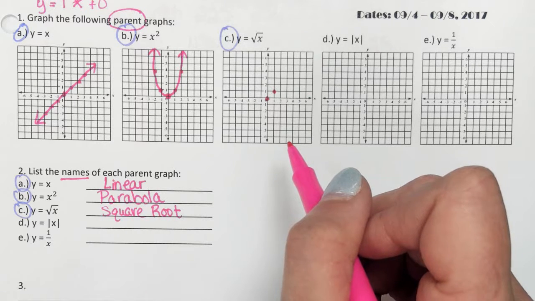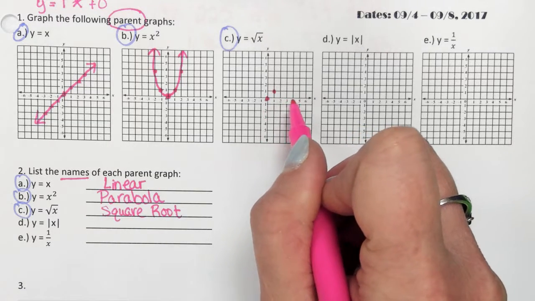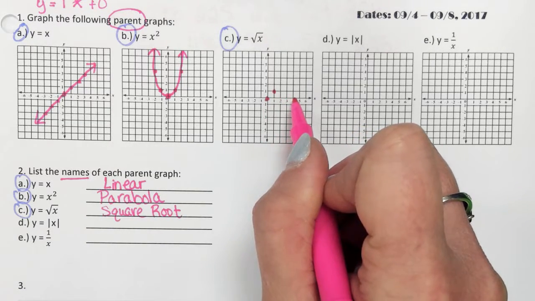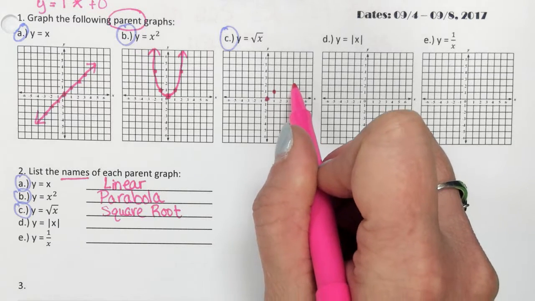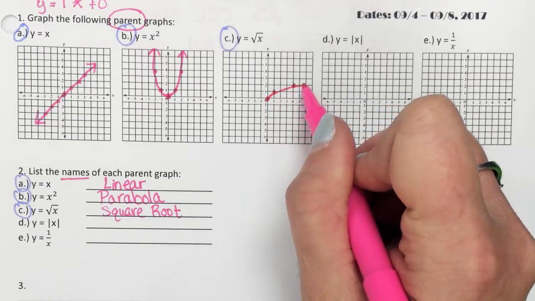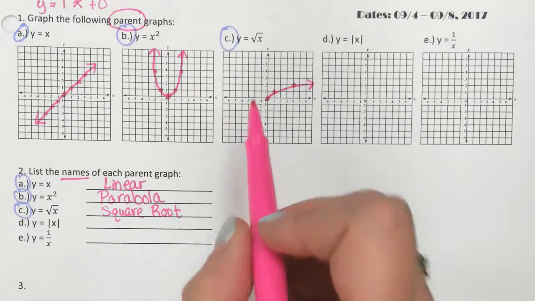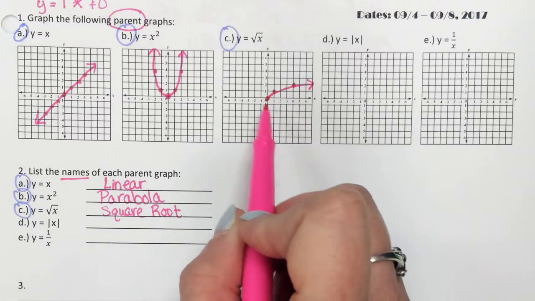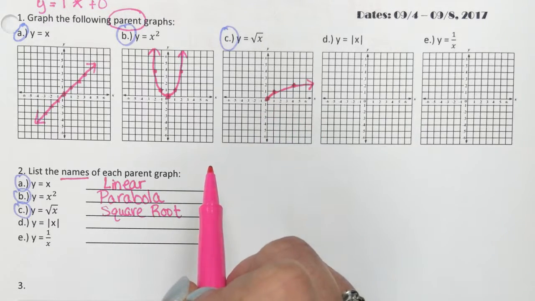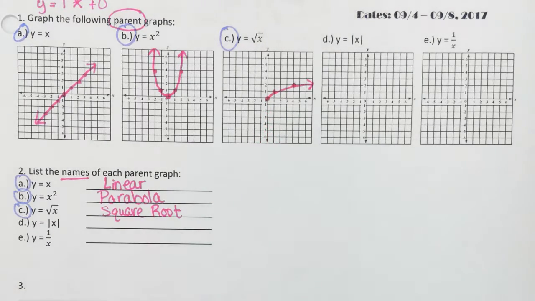What's the next number I can take the square root of without being a decimal? 4. So I'm going to go over 4. And what's the square root of 4? 2. So I'm going to go up 2. And that's all the room I've got, right? See how it looks like half of a parabola turned sideways, like a little ramp? You only do half of it, because you can't square root negatives yet. So that's why you can't do this side. Like these down here are -1, -2, -3, -4. Can't square root negatives. That's the Algebra 2 part.